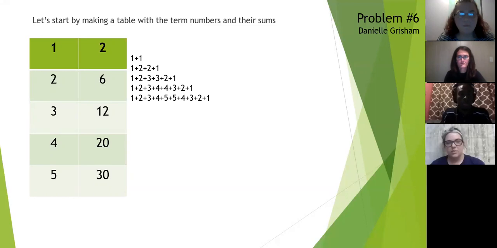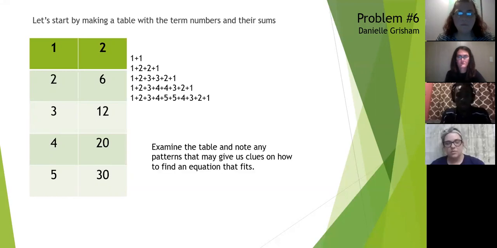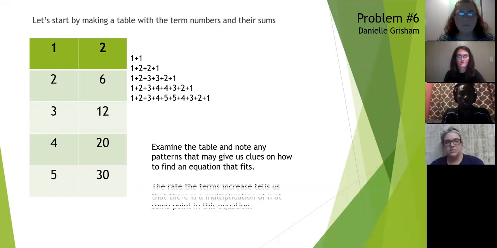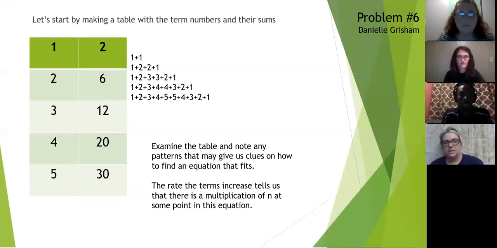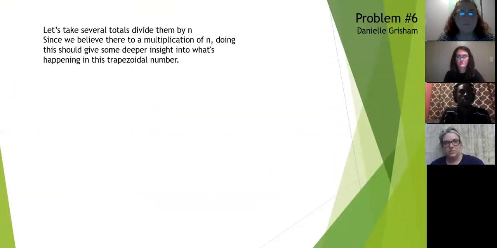And if you click to the next problem, you'll examine the table and note any patterns that may give us clues on how to find an equation that fits. The rate the term increases tells us that there is a multiplication of n at some point in the equation, and that's going to be the formula. So we're going to take several totals, divide them by n, since we believe there to be a multiplication of n, and we're going to dig deeper to find insight into what's happening in this trapezoidal number.